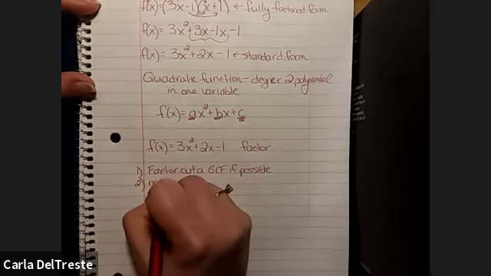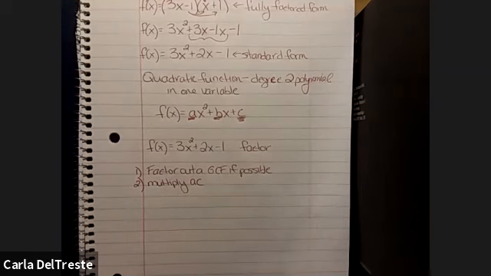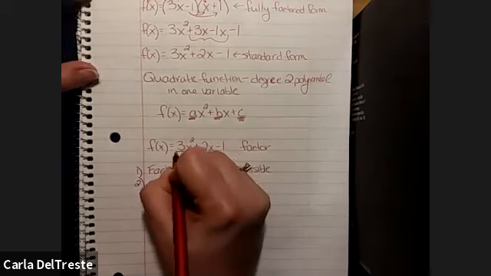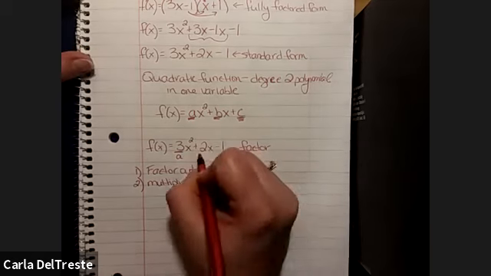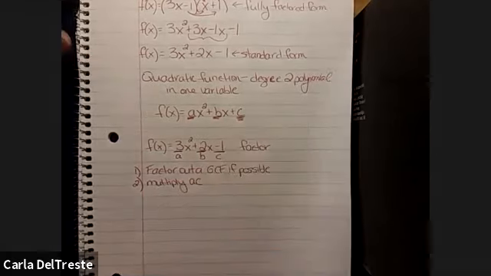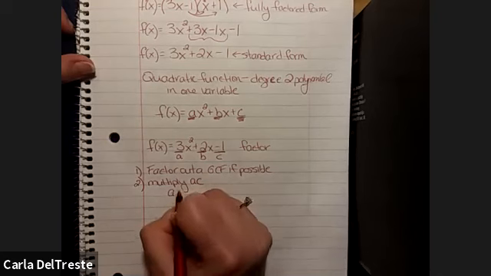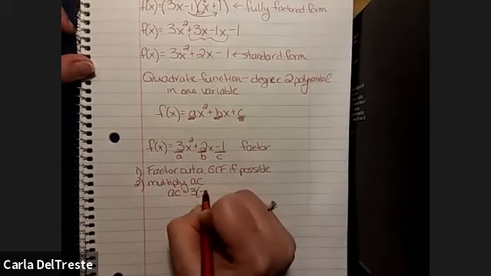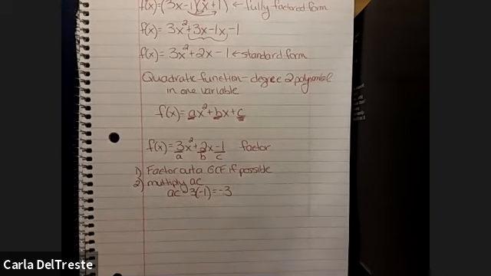You're going to multiply AC in the quadratic. That implies that you know your A, B, and C. So A is always with the x squared, that's your leading coefficient. B is always paired with x, and C is always your constant term. So in this example, AC would be 3 times -1, which is -3. So that's step number 2.